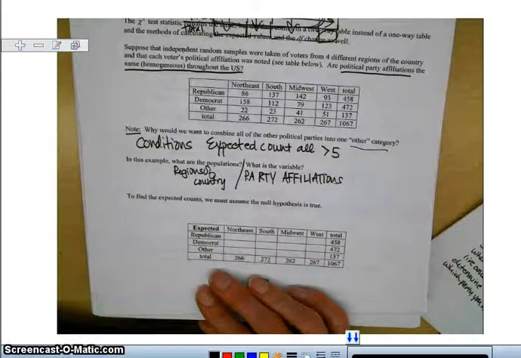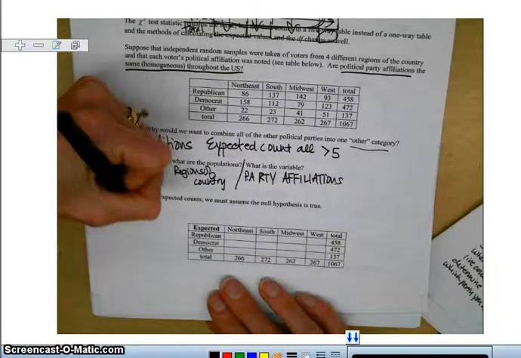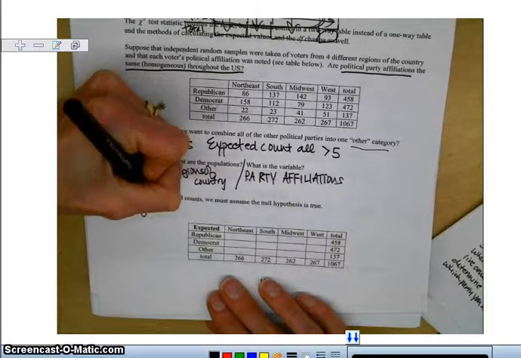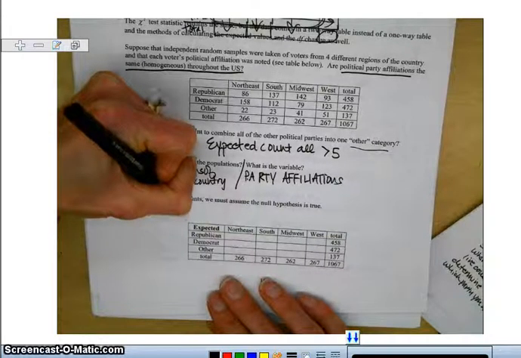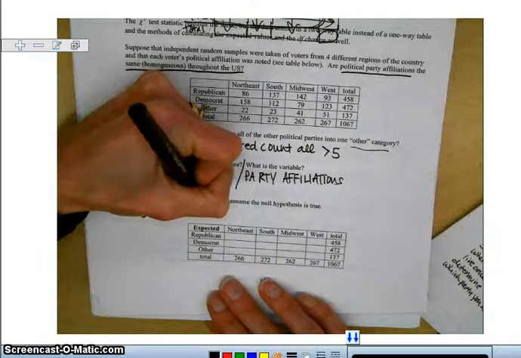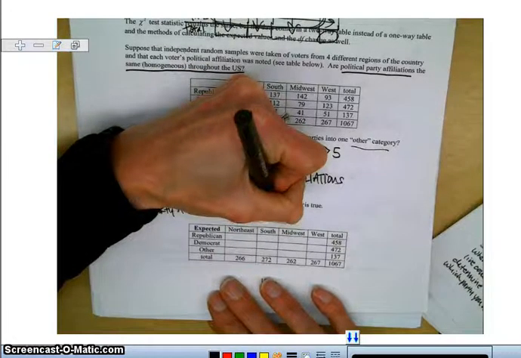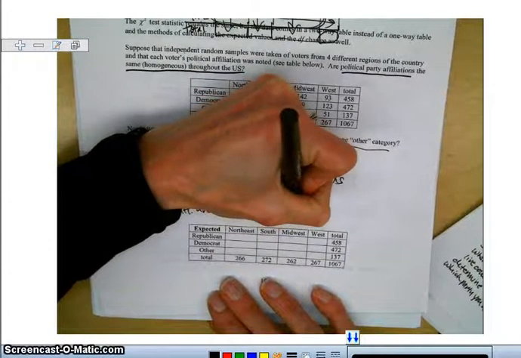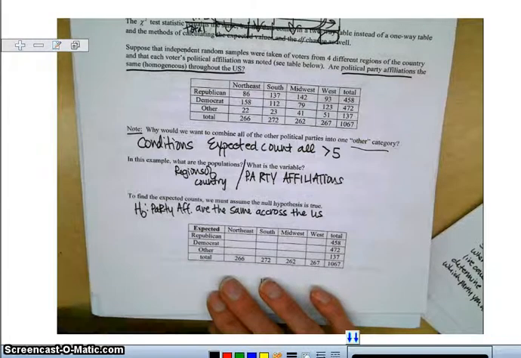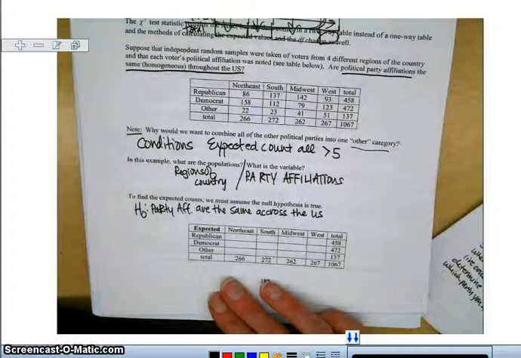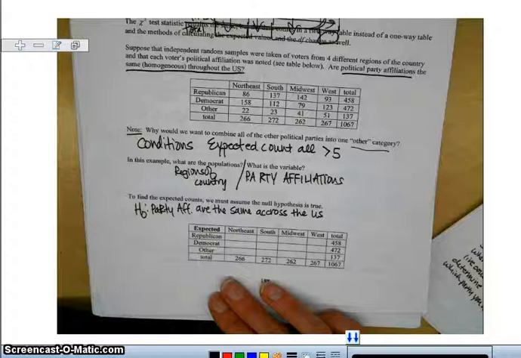To find the expected counts, we must assume the null hypothesis is true. The null hypothesis in this case is that the party affiliations are the same across the U.S. The alternative is that they're not the same throughout the U.S. In other words, where you live could determine which political party you associate with.